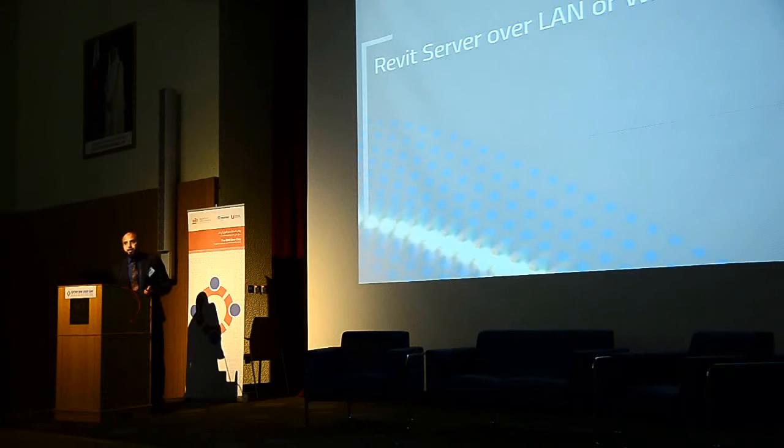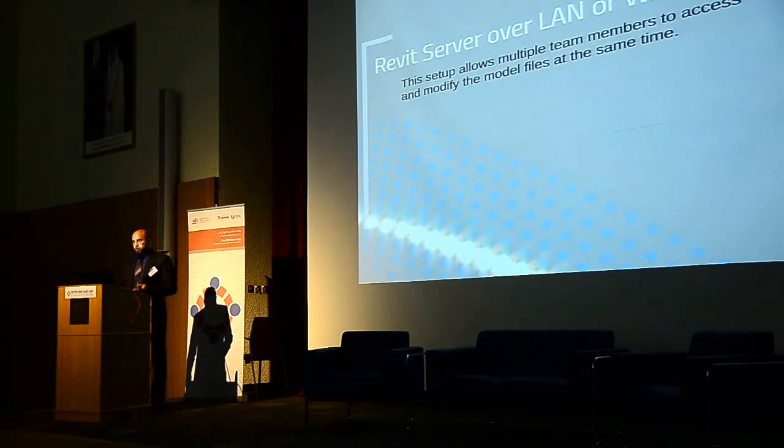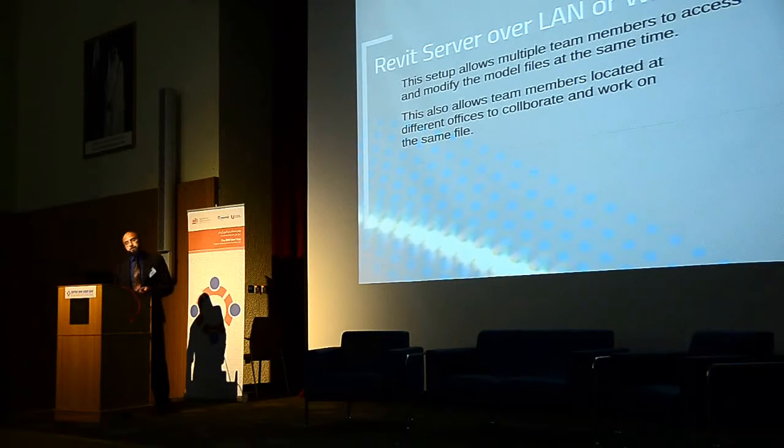Now Revit server over LAN or WAN. As you know, Revit server is where we save the central file. How it is connected to different users is via local area network or wide area network. Local area network does not require an internet connection, but wide area network requires an internet connection. This setup allows multiple team members to access and modify the model files at the same time. This also allows team members located at different offices to collaborate and work on the same file.